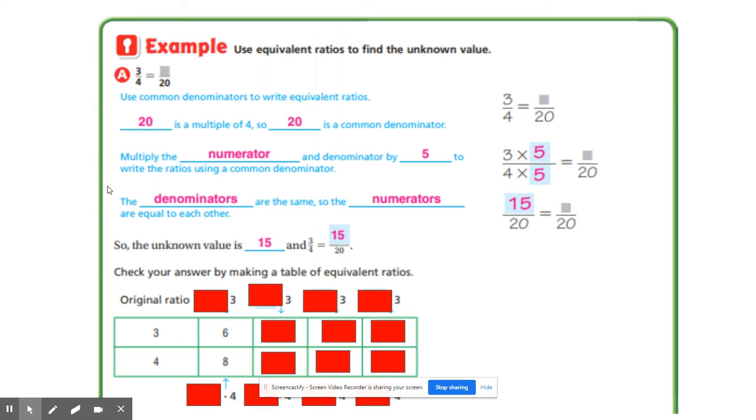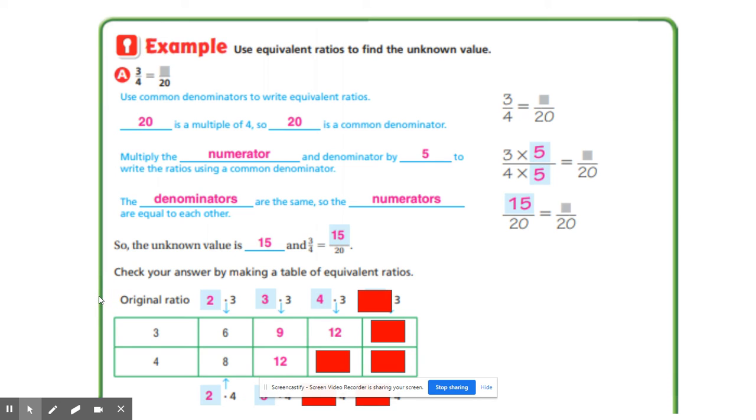Okay. You can also check that by doing a table like we did last week. So our original ratio was 3 to 4. And then if we double that, we get 6 to 8. If we multiply by 3s, we're going to get 9 to 12. If we multiply by 4s, it would be 12 to 16. And if we multiply by 5s, we're going to get 15 to 20, which is what our answer is going to be.